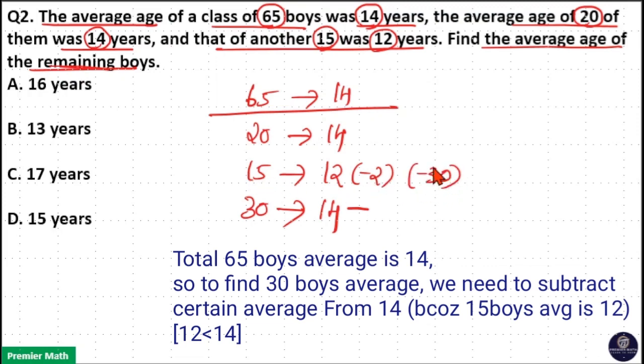But this minus 30 should be equally distributed to these 30 boys in order to find the average. So minus 30 should be equally distributed to these 30 boys, which is equal to minus 1. So this minus 1 should be subtracted from this 14. So 14 minus minus 1 is 14 plus 1, that is 15. So option D is your answer.